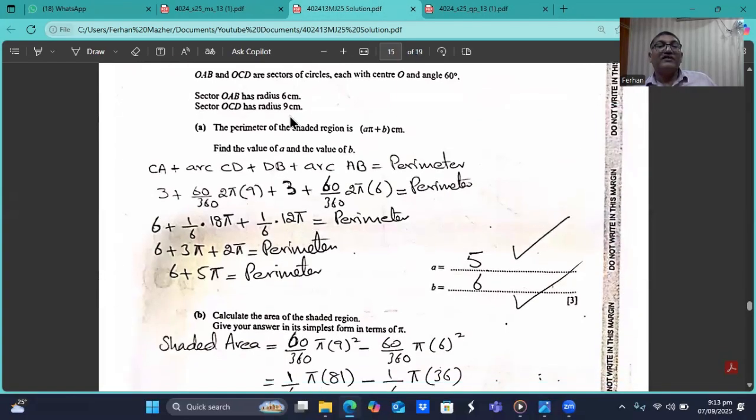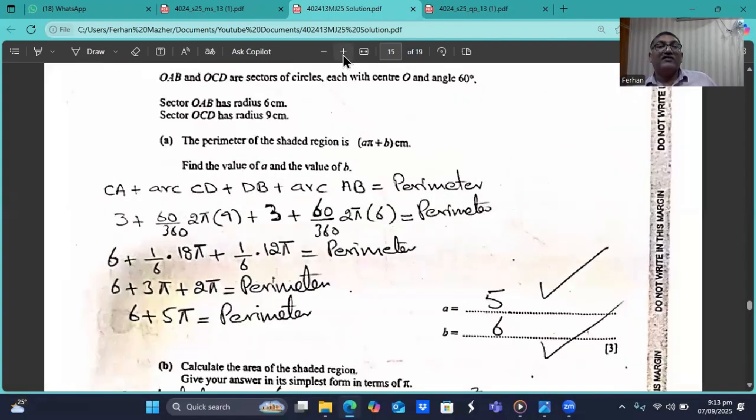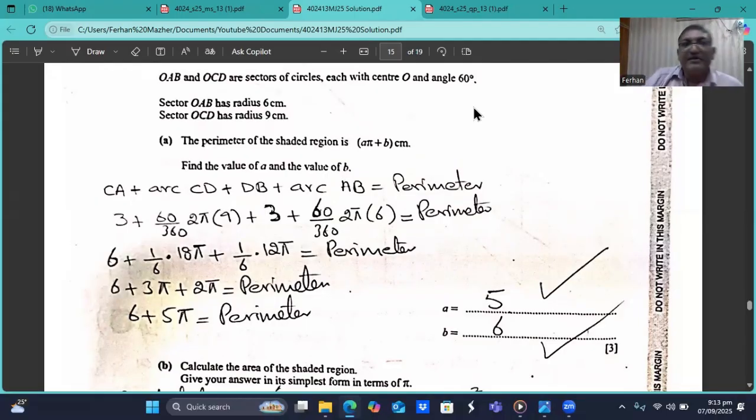Here we have the solution coming up. CA plus the arc CD plus DB plus the arc AB is the perimeter of that shape. So CA is 3, plus the arc CD, which is 60 divided by 360 times 2 pi times 9, plus DB, which is a straight line of 3, plus 60 divided by 360 times 2 pi times 6, equals the perimeter. So this becomes 3 plus 1/6 of 18 pi plus 3 plus 1/6 of 12 pi equals the perimeter. That is 6 plus 3 pi plus 2 pi, which is 6 plus 5 pi.